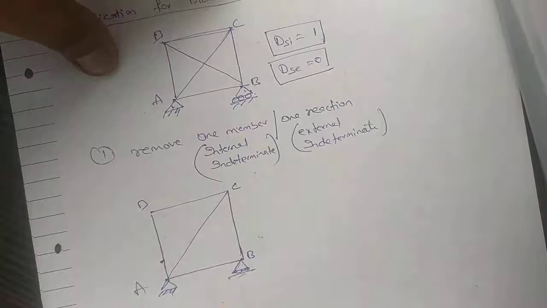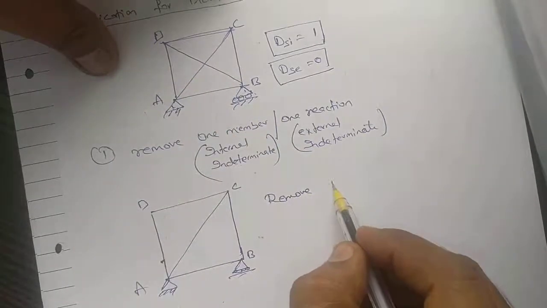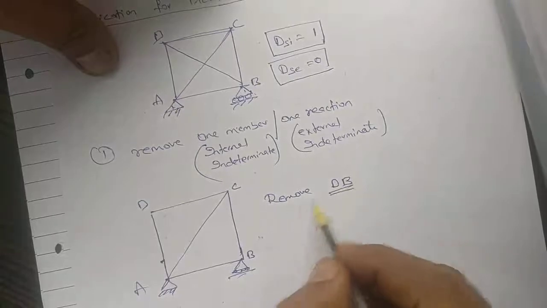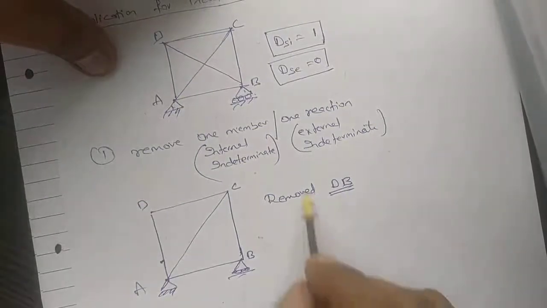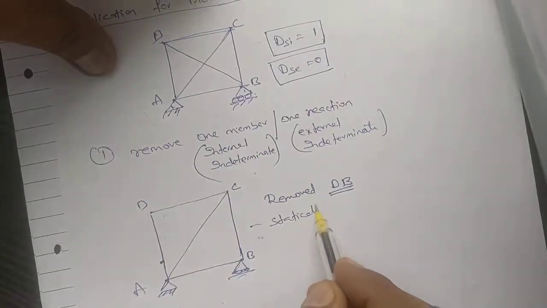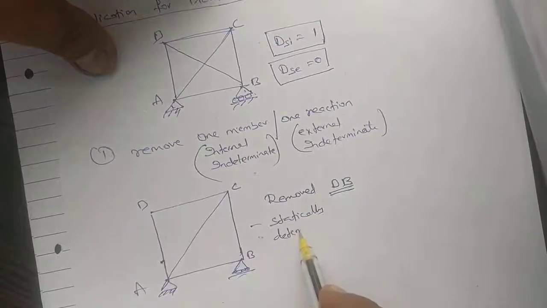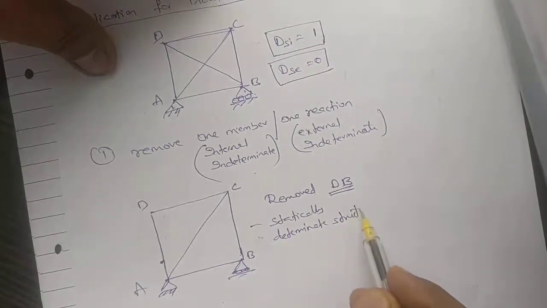One member will be removed. We have removed DB. Once we have removed DB, we get this, which is a statically determinate structure.